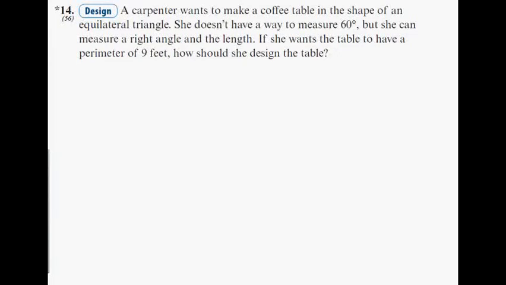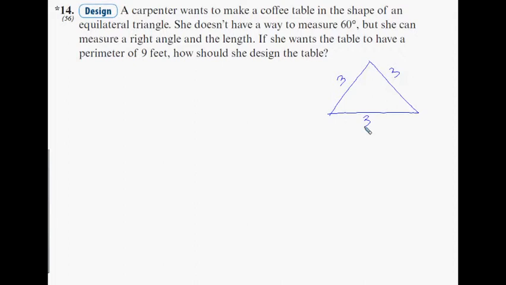Okay, the carpenter wants to make a coffee table in the shape of an equilateral triangle. I'm just going to go ahead and sketch kind of what we're looking for here. It says that she doesn't have a way to measure 60 degrees, but she can measure a right angle and the length. So she must have the tools for that. She wants the perimeter to be 9 feet, which means that each of these are going to be 3 feet. How should she design the table?